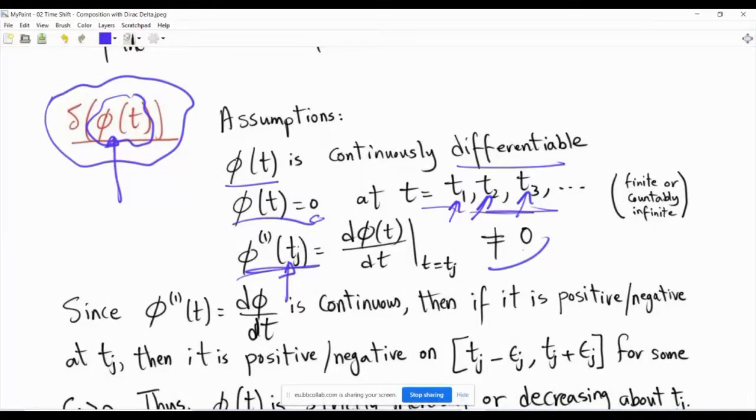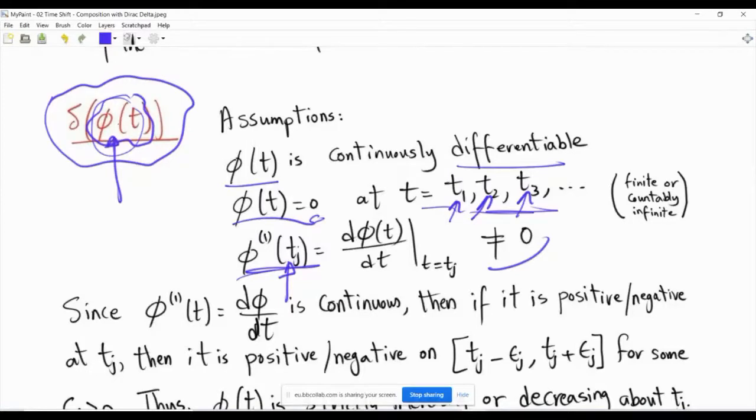Okay? And from the argument, you'll see why we actually need these things. So again, we will have a function inside delta of t. This is a generalization of the shift, t minus t0. Maybe we can push things further and have a function, but to make things tractable and manageable, we will make this function differentiable, and we will assume that the first derivative is continuous. We will assume that the function is 0 at a number of points, and at those points, if we evaluate the first derivative, we get a positive or negative value and not 0.